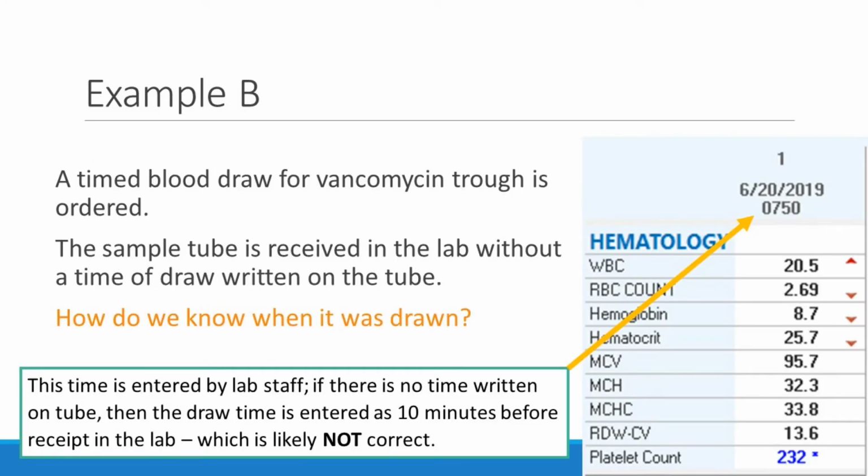Another example would be time draws. So in this slide you can see Vanc trough time draw was ordered. We received the sample without a time. How do we know when it was drawn? And so for example, here you can see this is what the results look like in Epic. That time that the arrow is pointing to is actually hand entered by us when we receive Epic chart labels. And the policy had been, when there's no time, to put 10 minutes before it was received in lab, which is likely not correct. And it is very important that we have the accurate time for these time draws.